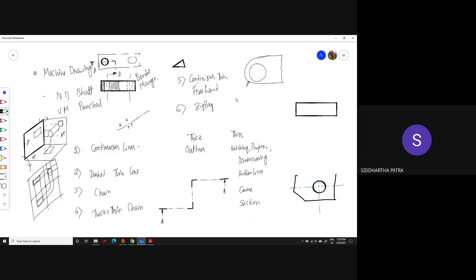Okay, now imagine again a rectangular portion which has this circular hole.